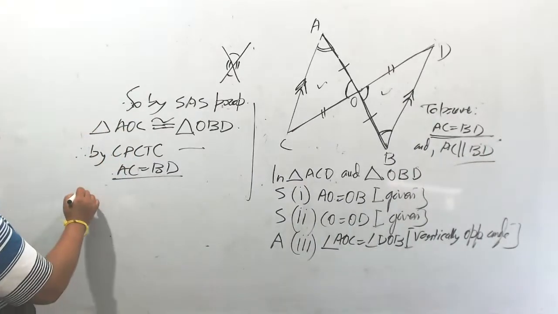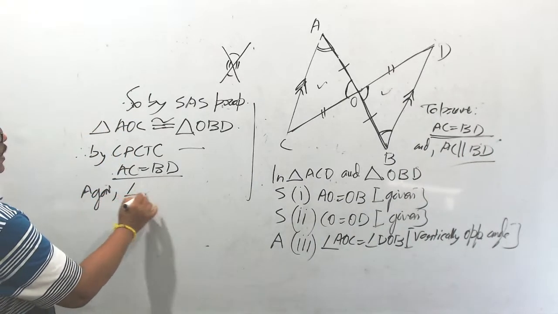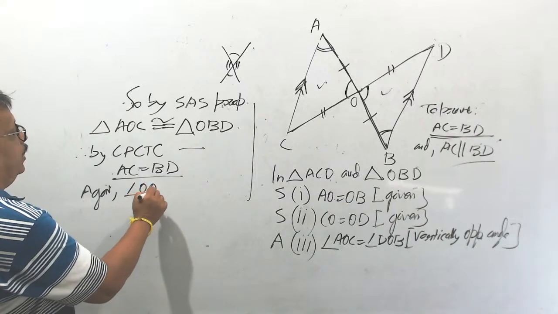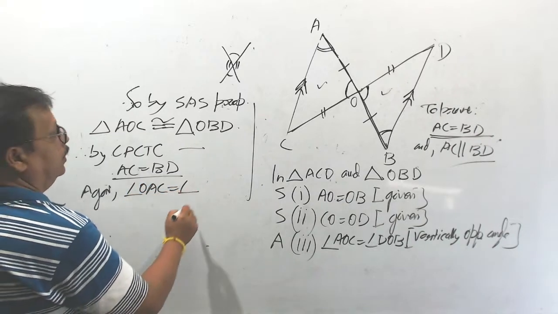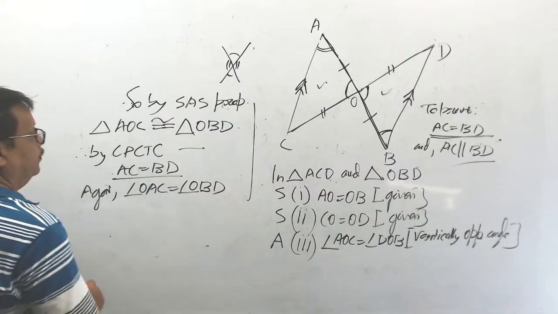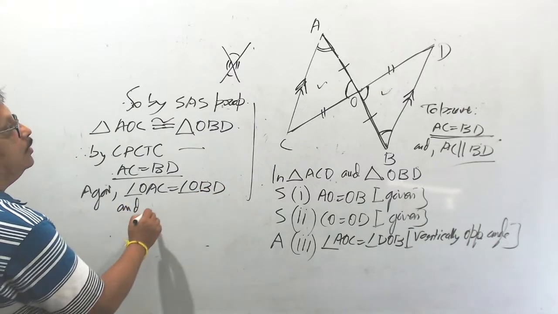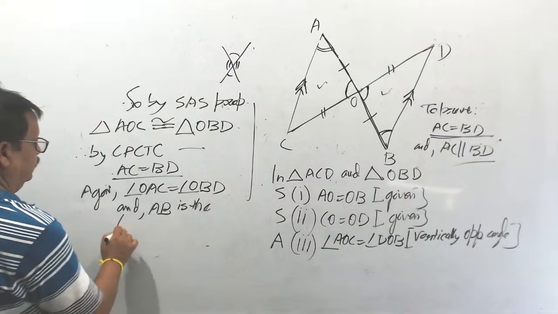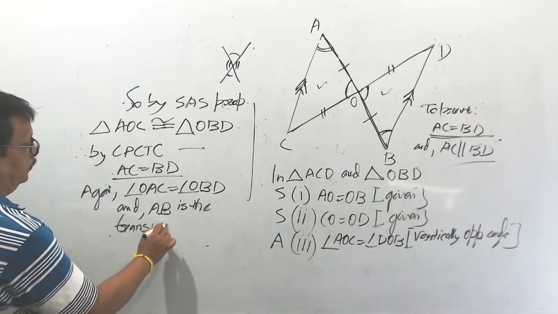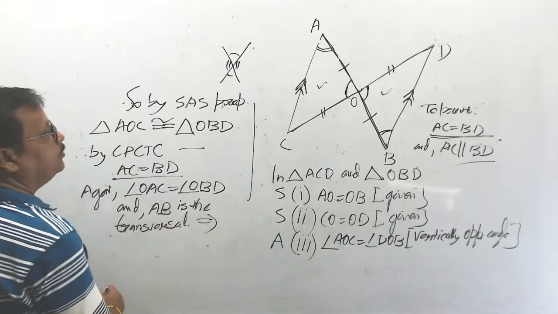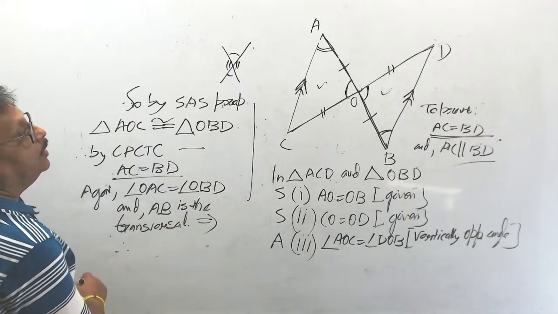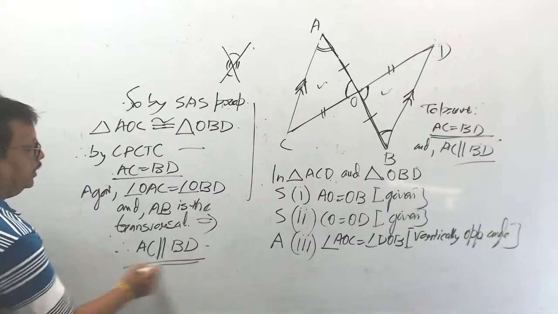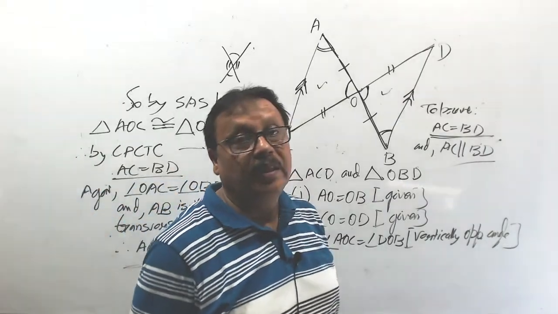See, again, angle OAC equal to angle OBD and AB is the transversal. This implies what? AC also parallel to BD. This is the second proof. I think clear? Okay.